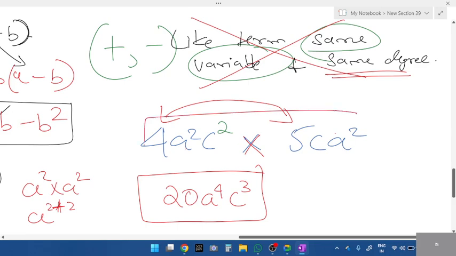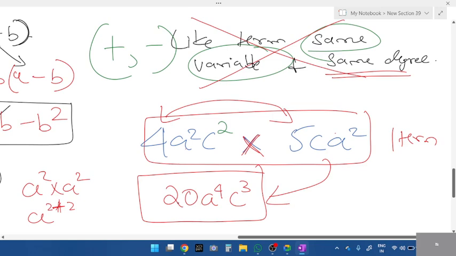So how many terms is this entire thing? One term or two terms when multiplication is given? It is always one term. What's the reason? Can you see here? The final answer has only one term, right?